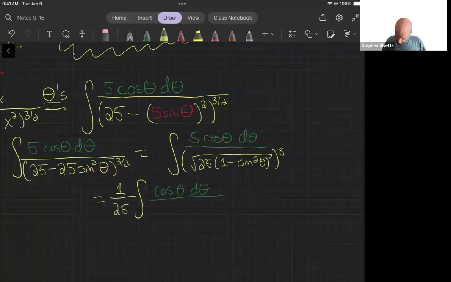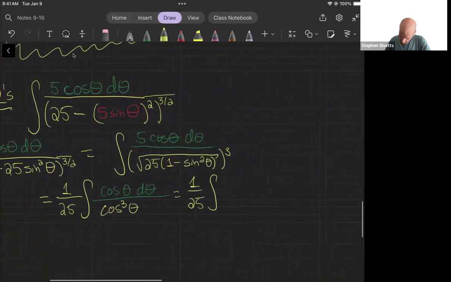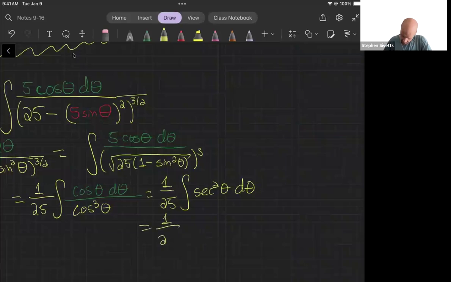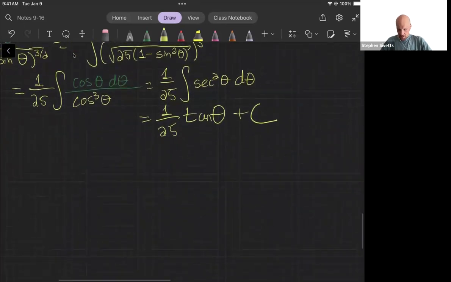Times cosine cubed of theta. And so this equals 1/25 times the integral of 1 over cosine squared of theta, which is secant squared of theta d theta. The antiderivative of secant squared of theta: this equals 1/25 times tangent of theta plus c. And what is tangent of theta?